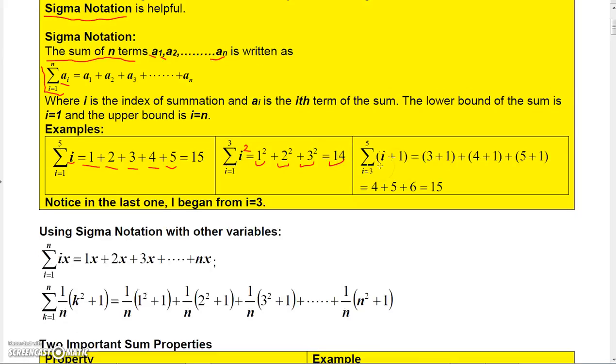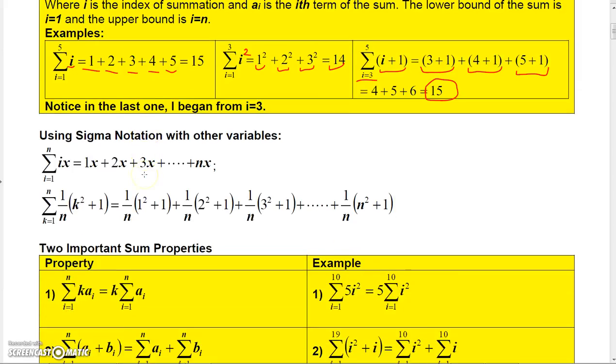Now here I want to sum i plus 1, but notice I don't have to start at 1. I'm starting this at 3. So when i is 3, you get 3 plus 1. When i is 4, you get 4 plus 1. And I am stopping at 5, so you get 5 plus 1. And then if you add those up, you'll get 15. And so that's the sigma notation.